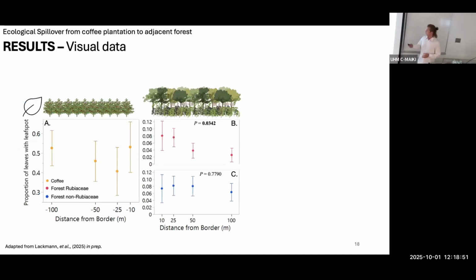This is the proportion of leaves with leaf spot. And the first thing you'll notice is that there's a lot of leaf spot in the coffee. It's over half the leaves we're sampling have this disease, or this lesion type, on them. There's much less leaf spot in the forest relative to that, but we do see a decline among forest Rubiaceae plants in the odds that you're going to find leaf spot on a Rubiaceae leaf. It declines with distance into the forest, or distance from the coffee-forest border. And we don't see that in forest non-Rubiaceae leaves. So what we're seeing here is exactly the kind of signal we were potentially expecting for a coffee-mediated spillover of an organism that is targeting Rubiaceae or is compatible with Rubiaceae.